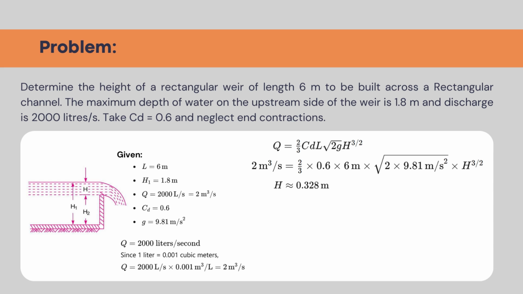Next, to find the height of the weir crest above the channel bed, we will deduct our answer from the maximum depth of water on the upstream side of the weir, which is 1.8 meters. So, the result is 1.472 meters, and that's our final answer to our problem.